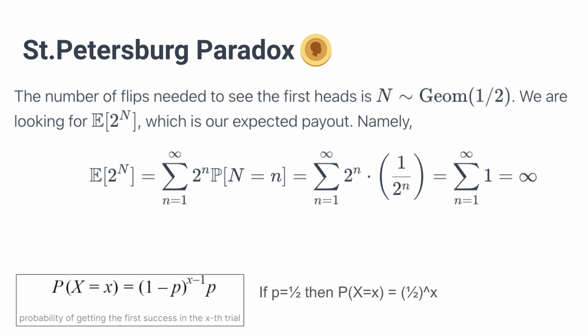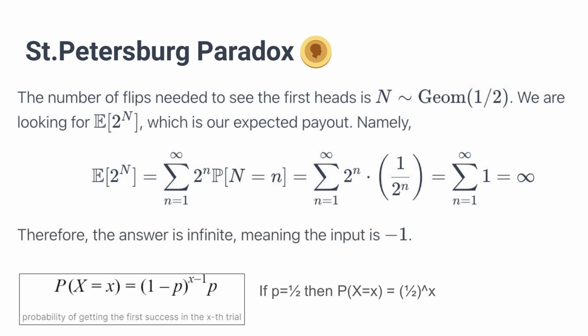Simplifying this further, we get the summation from 1 to infinity of 2 to the power of n, times 1/2 to the power of n, which is the probability N is equal to n. Now we just sum from 1 to infinity of 1, which is infinite. That means that the fair value of this game is infinite, and our solution is -1.